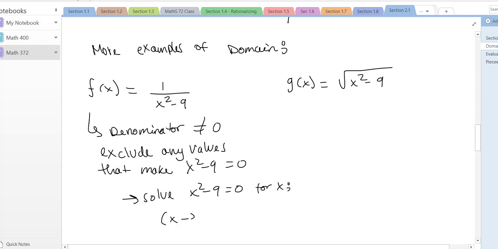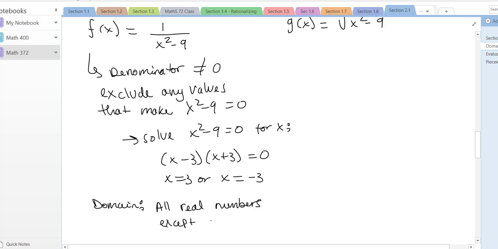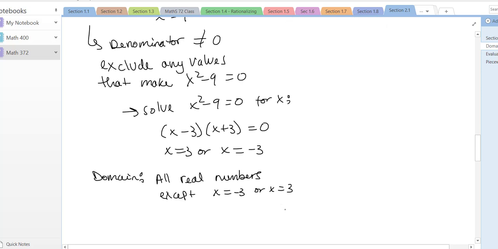And this we can do by factoring. This is a difference of perfect squares, so this factors into x minus 3 times x plus 3. So either x is equal to 3 or x is equal to negative 3. That means, right, we're going to exclude those values. So the domain, again in words, will be all real numbers except x equals negative 3 or x equals 3. So that will be written in words.